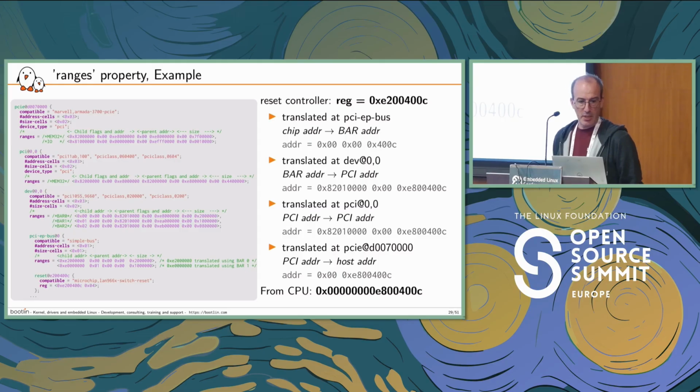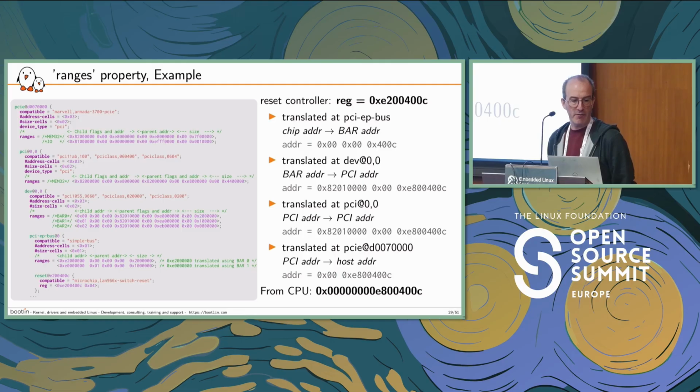One level up, we have the PCI device itself, and we have the translation from PCI base address to PCI addresses. One more level, a bridge, and one more level again, the PCI host controller. Based on that, we have all the translation performed from the physical register value inside the chip, E200400C, to an address that can be used by the CPU in order to access the register through the PCI.